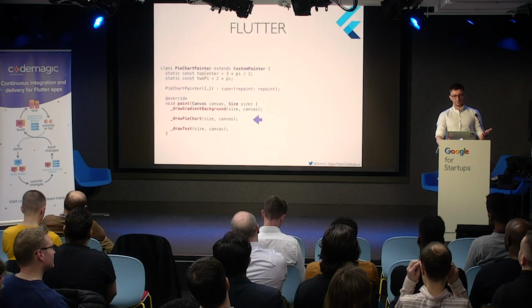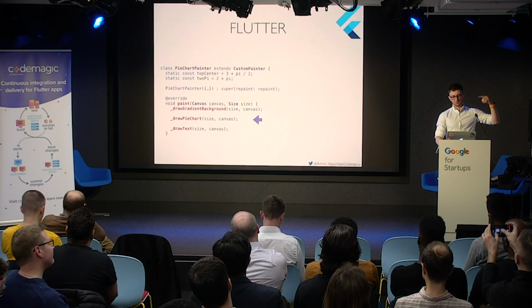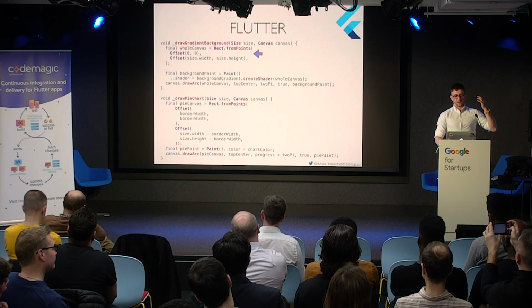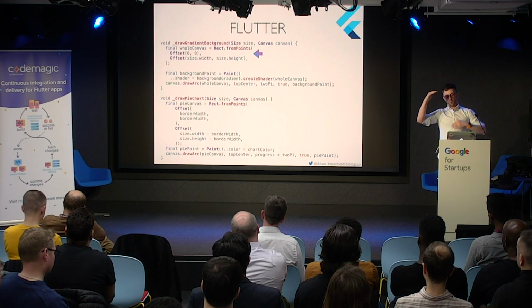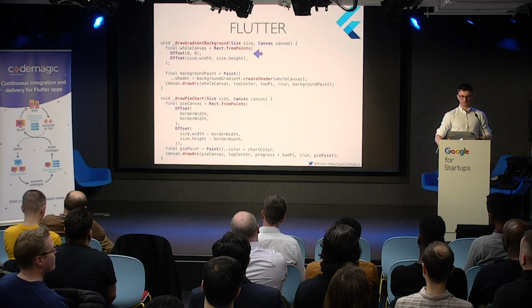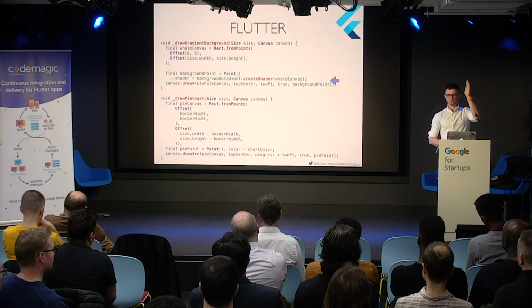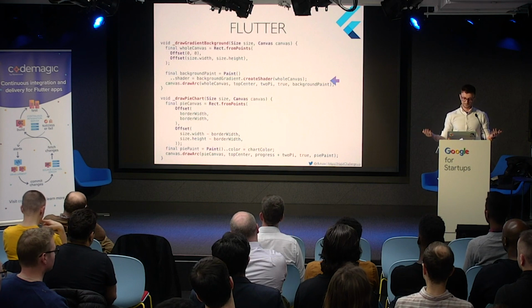Simple thing, custom painter, three methods going from the bottom to the top: background, pie chart, text. For the gradient, I'm taking the whole canvas and then drawing an arc from the top center, from 12 o'clock, all the way to pi. So it's a full circle.